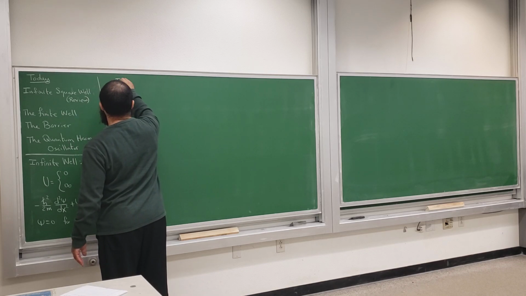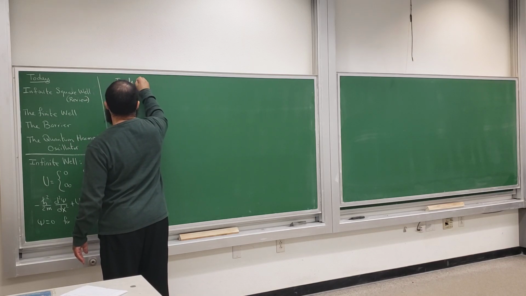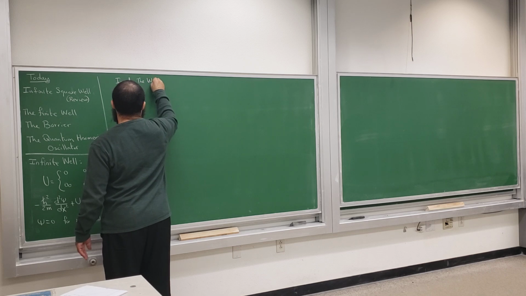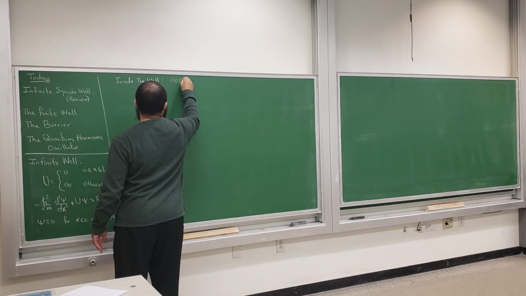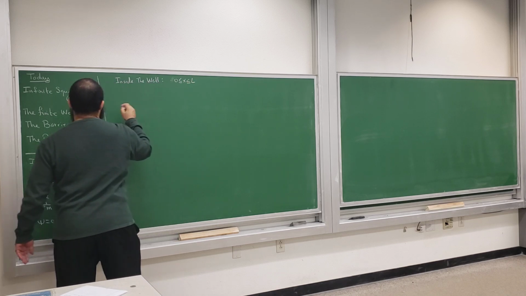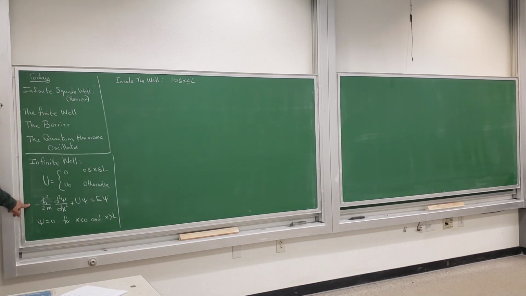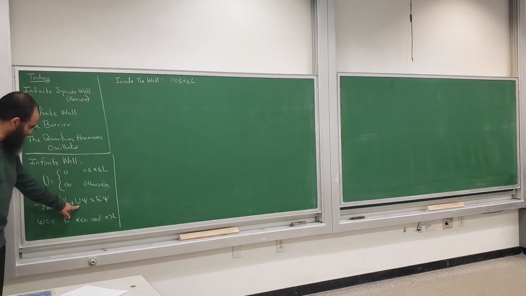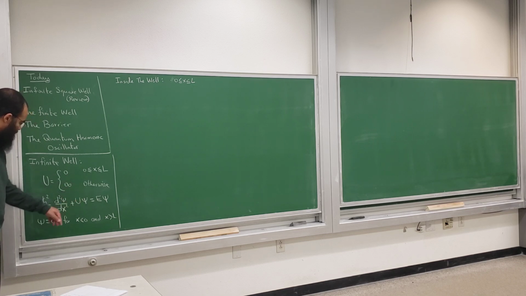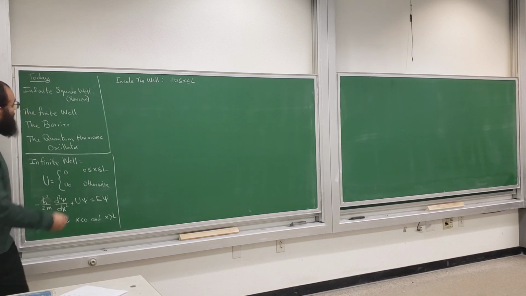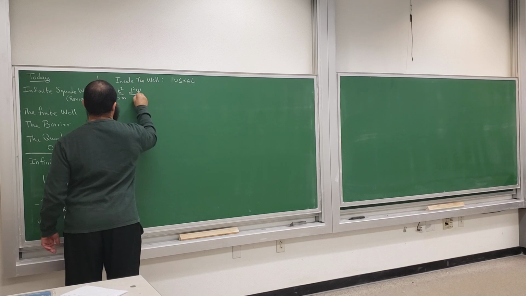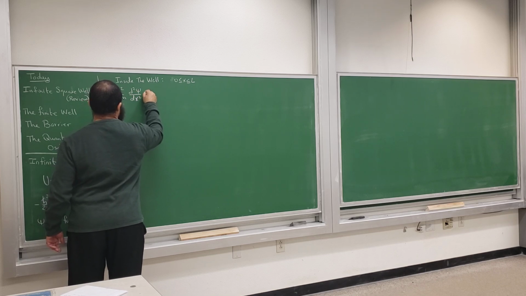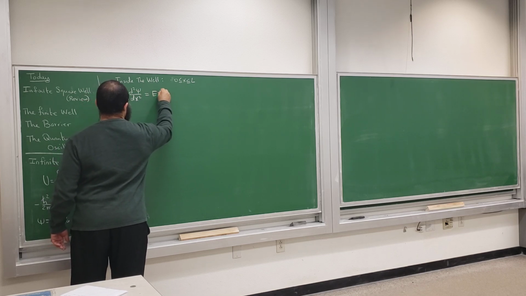Now inside the well, we'll write the Schrodinger equation again, and we will solve it. Inside the well, U is equal to 0. So this term will drop, and we'll just have the following. Minus h bar squared over 2m, second derivative of psi with respect to x is equal to E times psi.